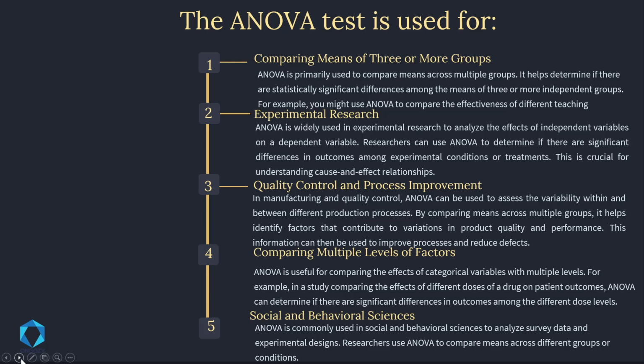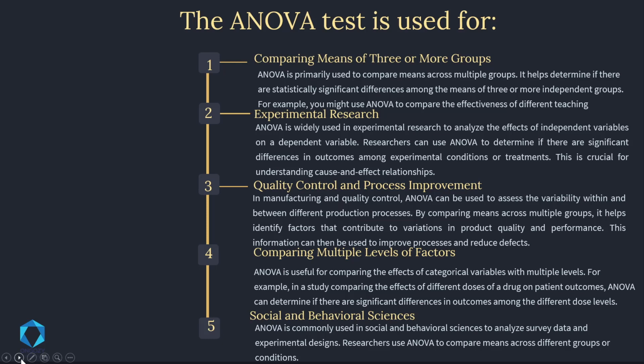Then it can also be used for comparing multiple levels of factors. ANOVA is used for comparing the effects of categorical variables with multiple levels. For example, in a study comparing the effects of different doses of a drug on patient outcomes, ANOVA can determine if there are significant differences in outcomes among the different dose levels.